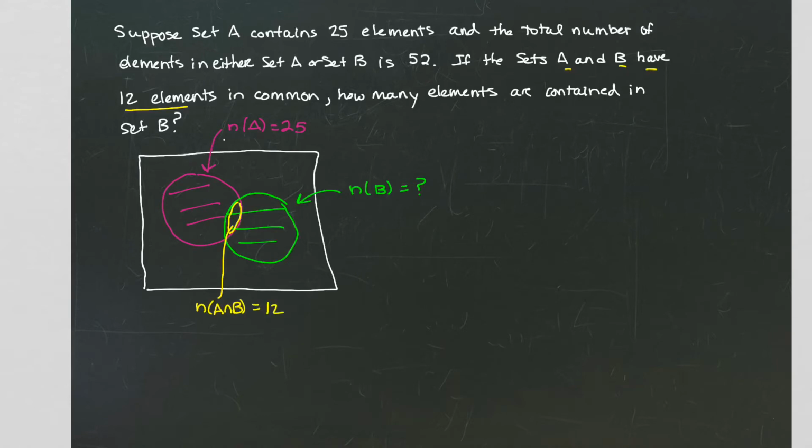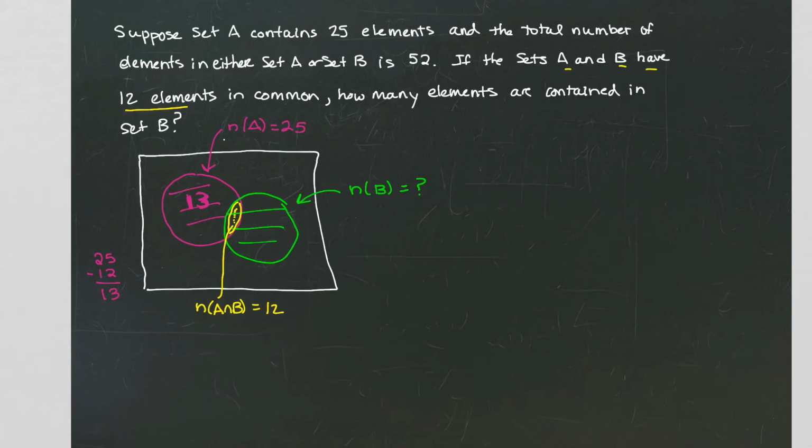Now that gets me a lot of information. If there are 12 elements in the intersection, and I know that there's a total of 25 elements in all of the pink circle, well then if I take 25 and subtract off the intersection of 12, there's going to be a total of 13 elements that are only falling in the pink set A. Okay, so far so good.